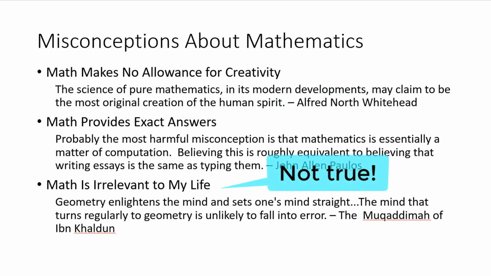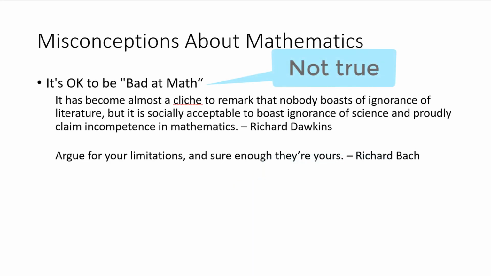Math is irrelevant to my life. Geometry enlightens the mind and sets one's mind straight. The mind that turns regularly to geometry is unlikely to fall into error. The Muqaddimah of Ibn Khaldun. It's okay to be bad at math.